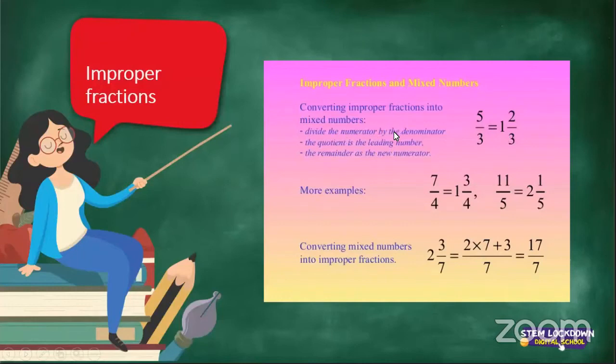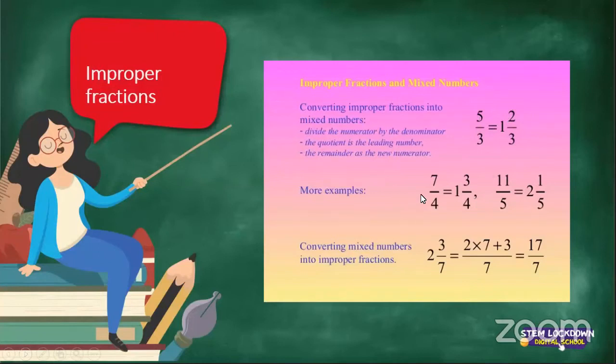Divide the numerator by the denominator, which is what we've just done. How many times does 3 go into 5? Once. So the quotient is the leading number, and we write the number 1. The remainder is the new numerator. The remainder is 2, and we keep the denominator as 3. So that's how you convert an improper fraction to a mixed number.